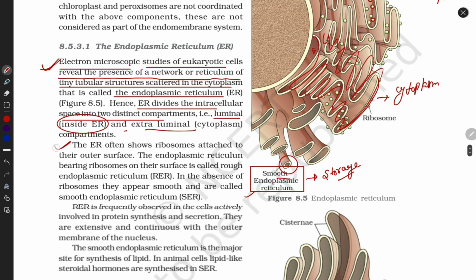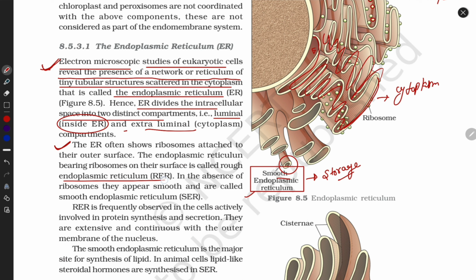When ribosome attaches to the ER, we call it a rough ER, and if there is no ribosome, then we call it a smooth ER. Ribosomes are frequently observed in cells actively involved in protein synthesis. Of course, when ribosome is present, you have to be clear that they are responsible for protein synthesis. The smooth endoplasmic reticulum is a major site for synthesis of lipid.